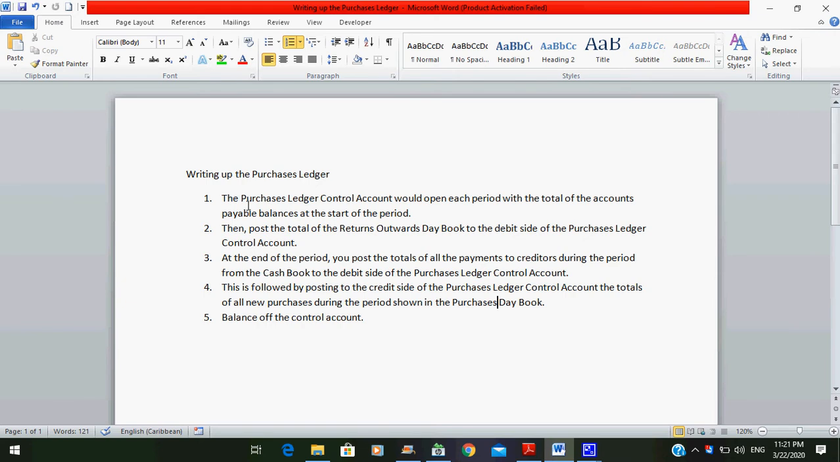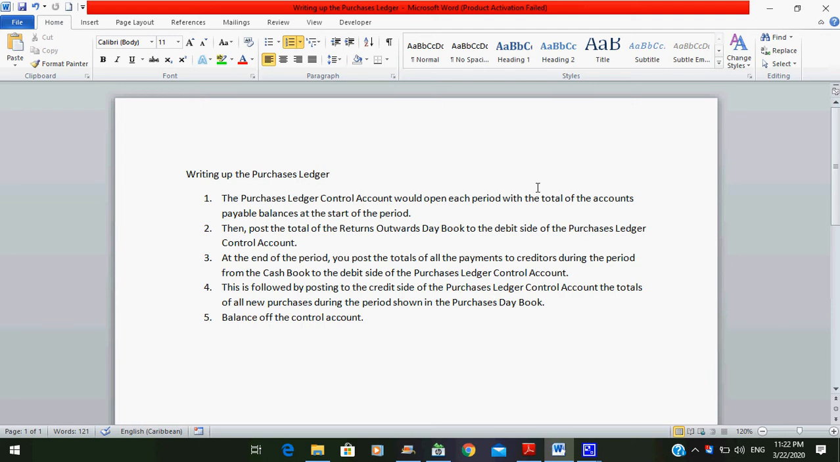It says number one, the steps. You're looking at steps in creating the purchase ledger control account now. Number one, it says purchase ledger control account would open each period with the total of the accounts payable balances at the start of the period. What that means is it's referring to the amount of money that you owe persons, meaning creditors, right? The total amount of money you owe them.